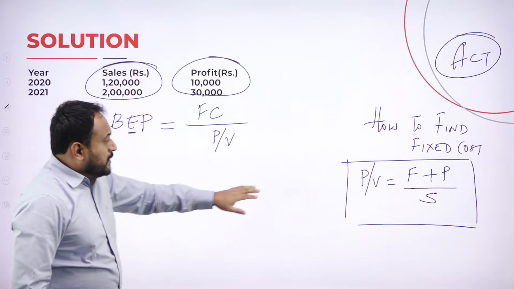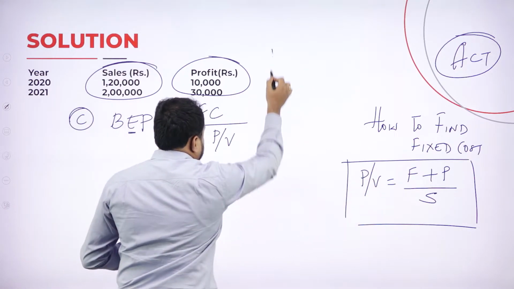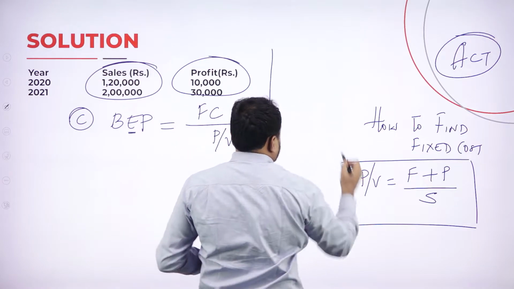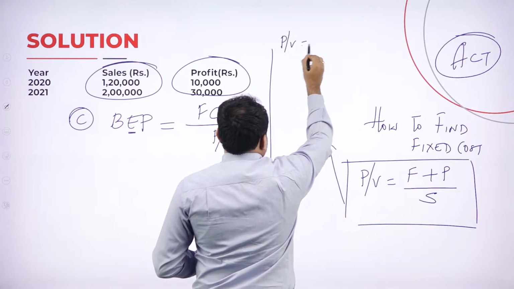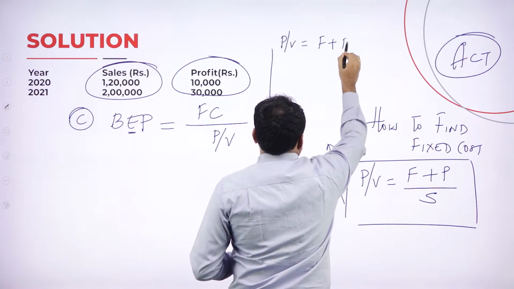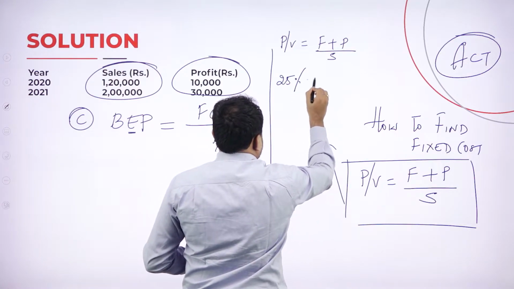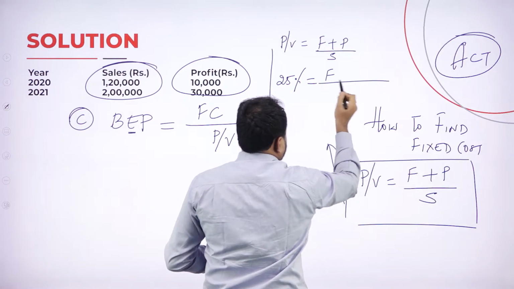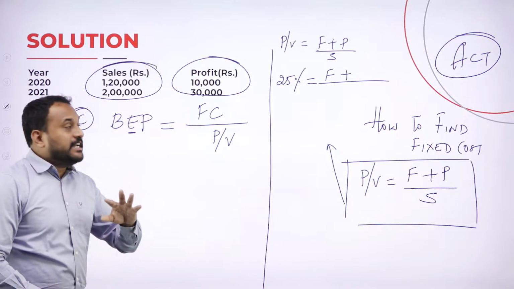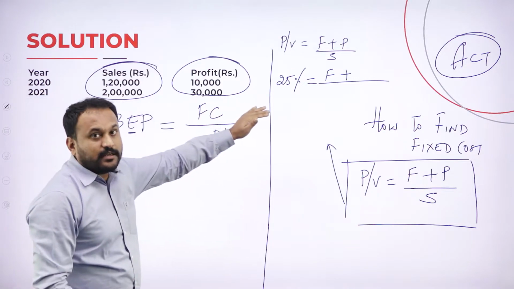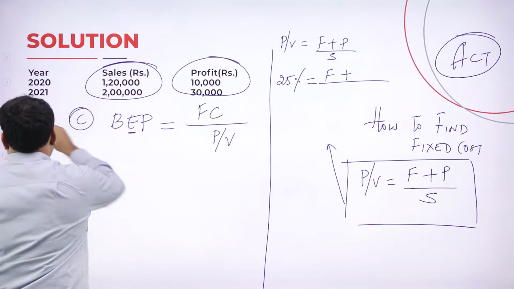Now how to find this fixed cost? I'll tell you. PV we already know. Our PV is what? PV is equal to F plus P divided by S. Now PV is 25%. Fixed cost I don't know. Plus profit. Now understand. Any one year profit you are supposed to take, and the same year sales you are supposed to take.